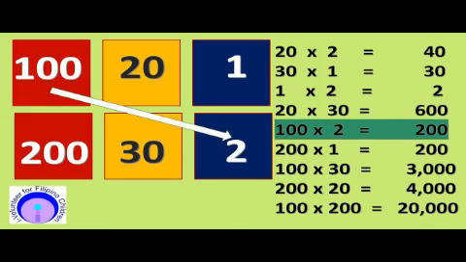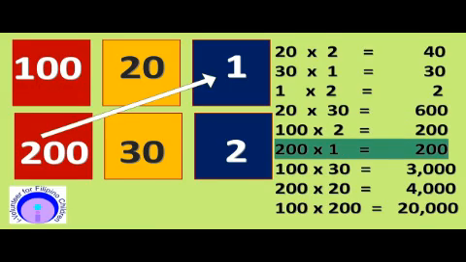Dahil pareho na naman ang process ng steps 5 and 6, pwede na nating pagsamahin ito, multiplying the hundreds and the ones. Therefore, 100 times 2 is 200, plus 200 is equal to 400. The sum of steps 5 and 6 is equal to 400. Therefore, at this point, the accumulated sum is 1072.